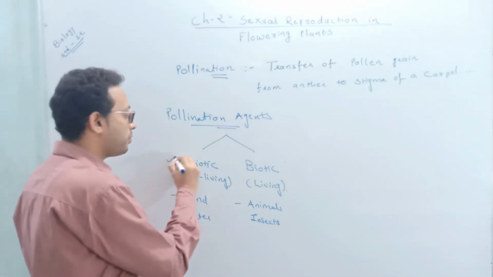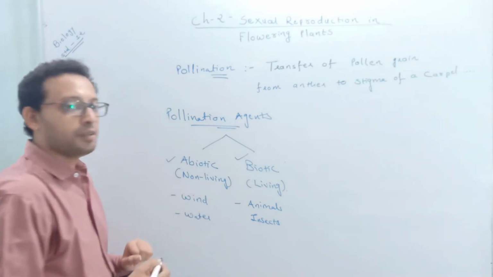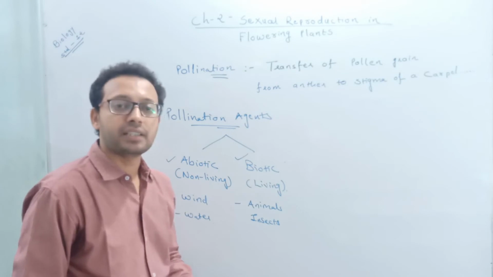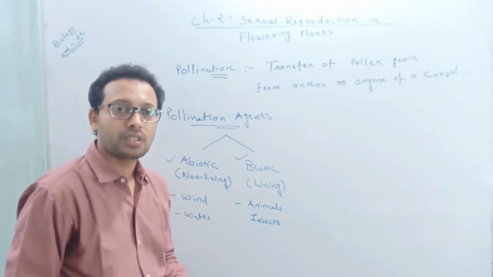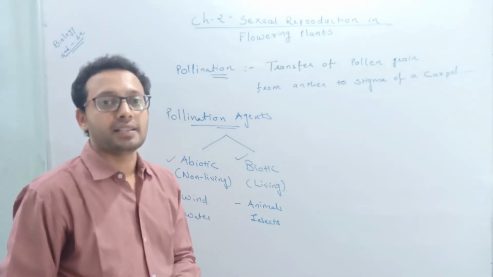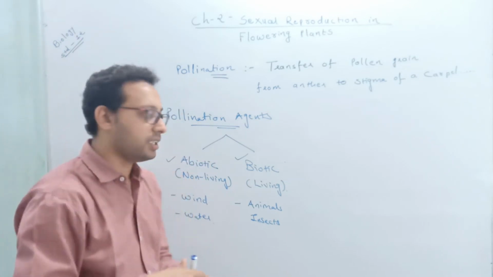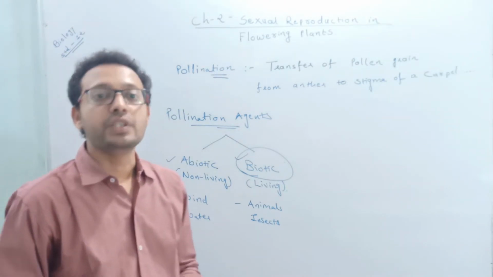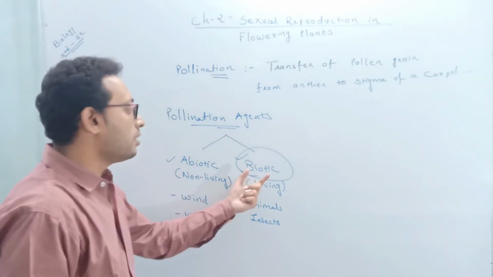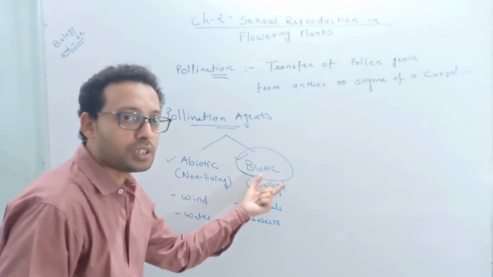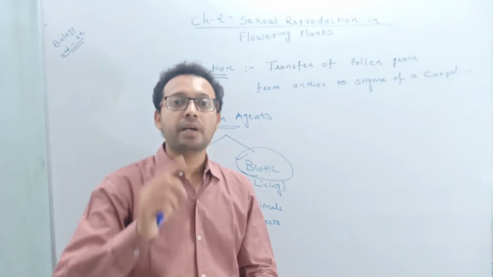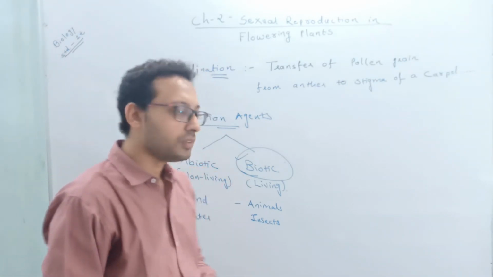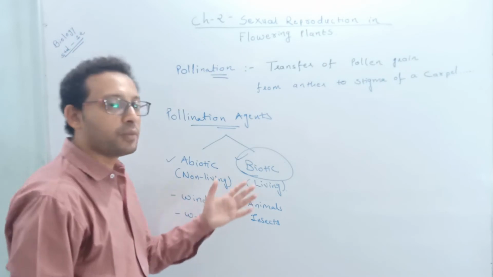So there are two types of pollination agents, abiotic and biotic. Abiotic includes wind and water. The biotic includes animals and insects. These are the pollination agents. In the majority of plants, pollination occurs with the help of biotic agents, meaning living organisms help in the transfer of pollen grain. But we have to discuss all types of pollinating agents.